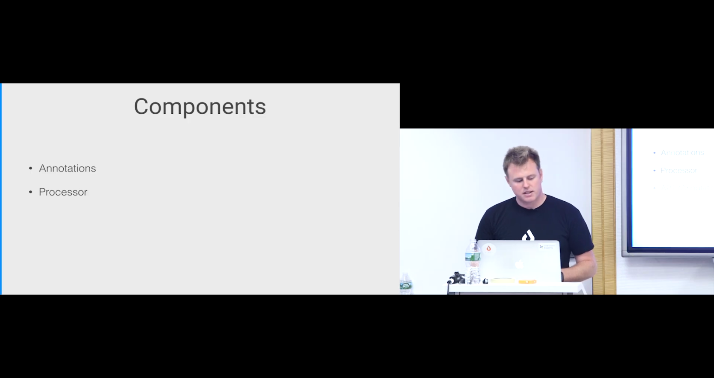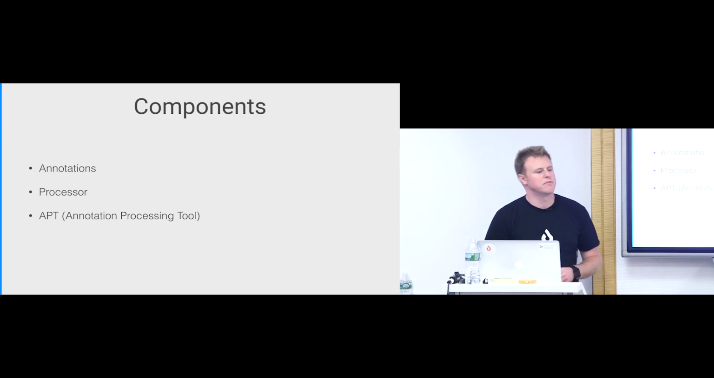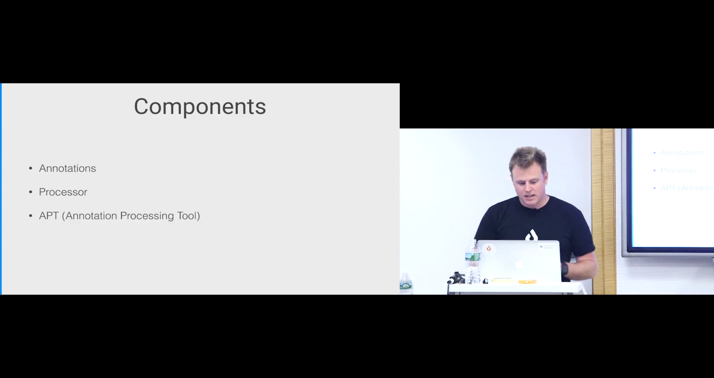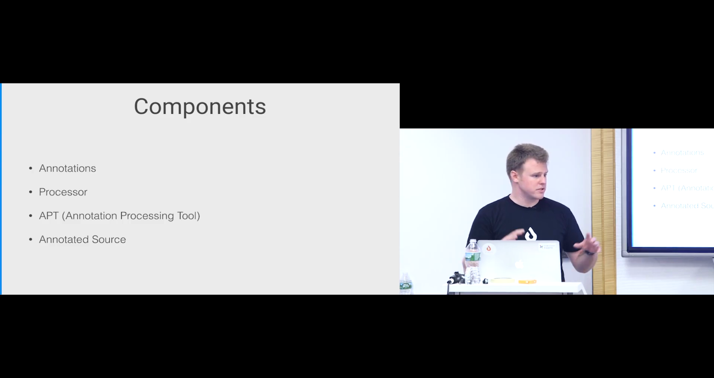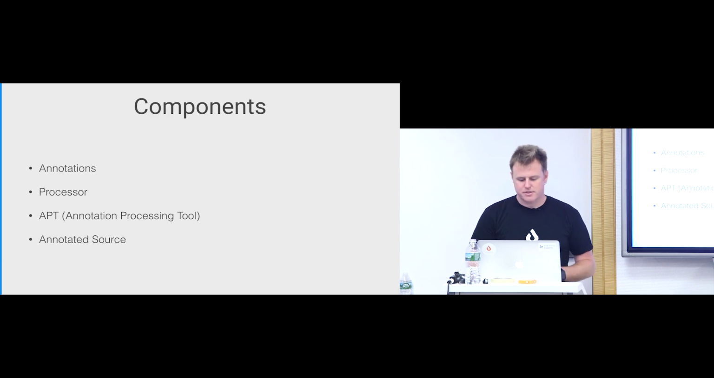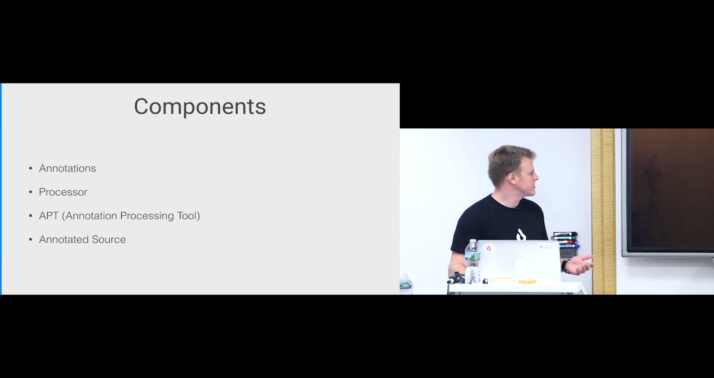The next one I kind of referenced in the diagram before is the annotation processing tool. This is actually the part of javac that does the annotation processing. So this is sort of the engine of the annotation processor. And the last thing is annotated sources. These are the sources that you write, where you annotate methods and classes with the annotations. So let's start out by looking at annotations themselves.